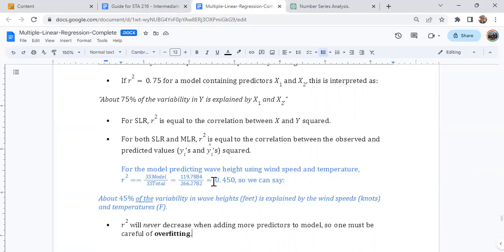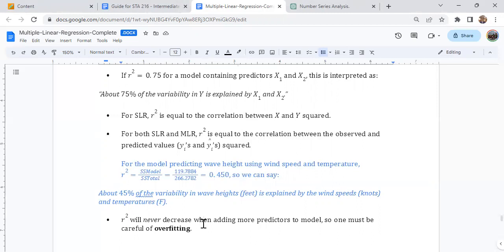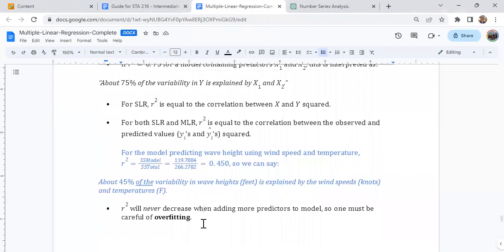So another good use of the ANOVA table: we can get the R squared value and then interpret it for our model. So in general, a higher R squared is typically better for a model. But note that it's nearly certain that anytime you add a predictor to the model, it will increase your R squared value. That doesn't mean it's good to add that predictor into the model.